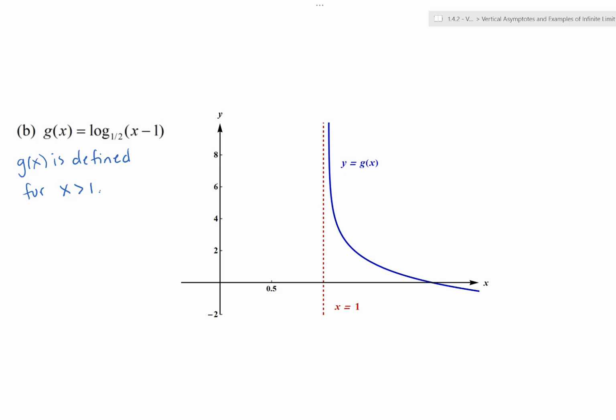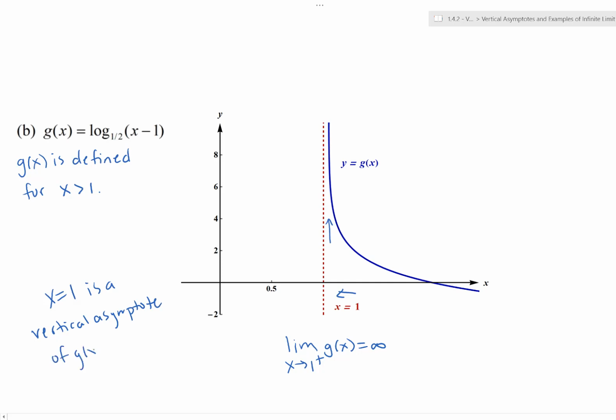However, logarithms do have vertical asymptotes. And in this case, we can see in the graph over here that the limit as x approaches 1 from the right of g of x is positive infinity. Approaching 1 from the right, the function is going up to infinity. Even though it's not defined to the left of x is 1 or at 1, this limit happens, and hence x is equal to 1 is the vertical asymptote of the function g of x. Because all we need is one of those things to happen like we talked about before.